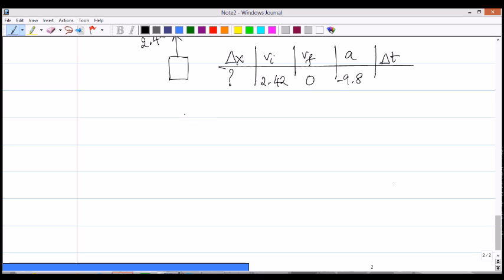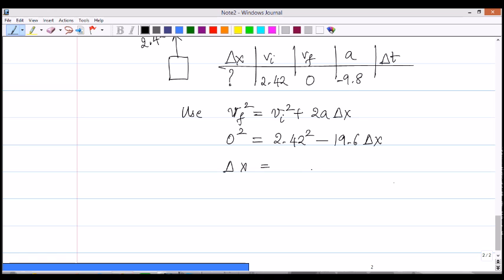And by using vf squared equals vi squared plus 2a delta x, we can figure out 0 squared equals 2.42 squared minus 19.6 times delta x, and this gives me delta x equals 5.9 divided by 19.6, which happens to be 0.301 meters. So this is our answer for this part.